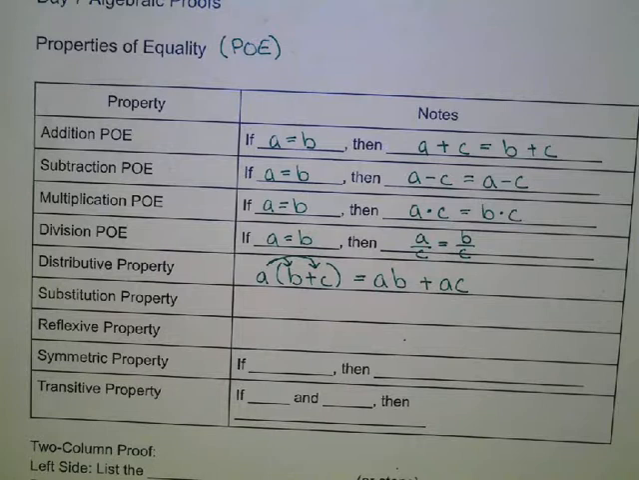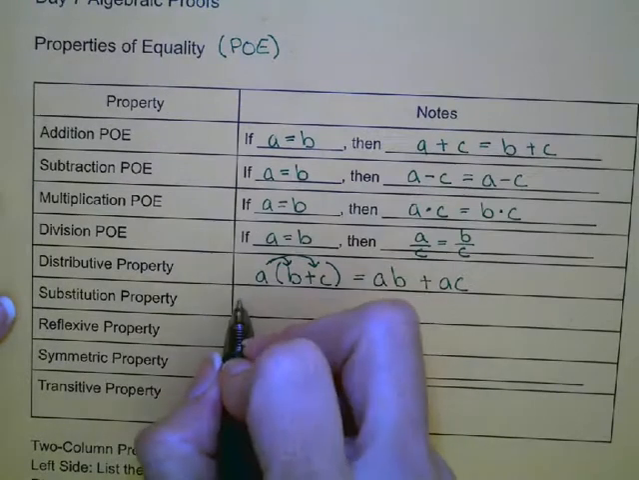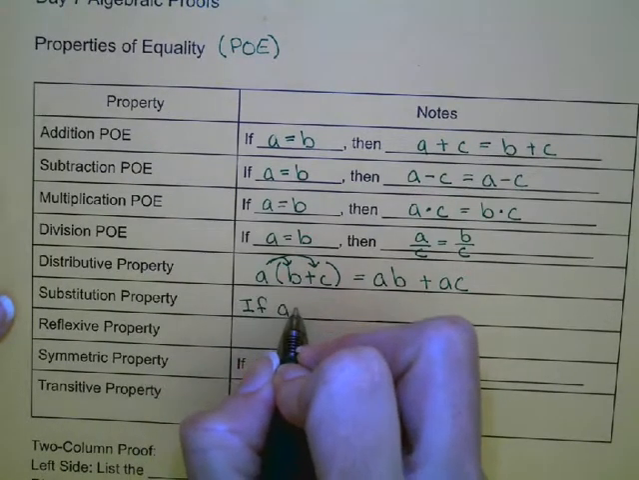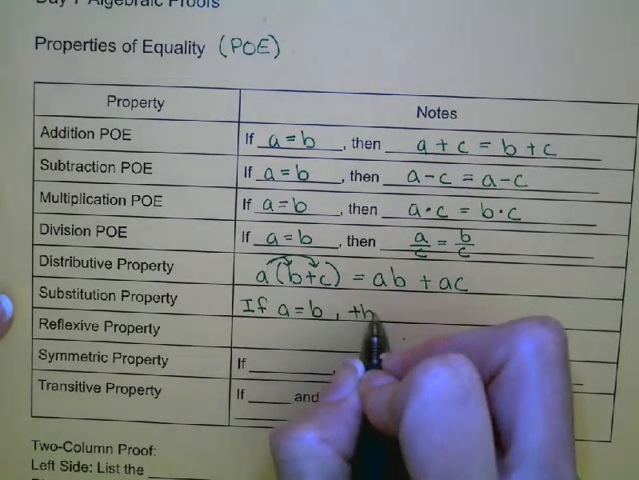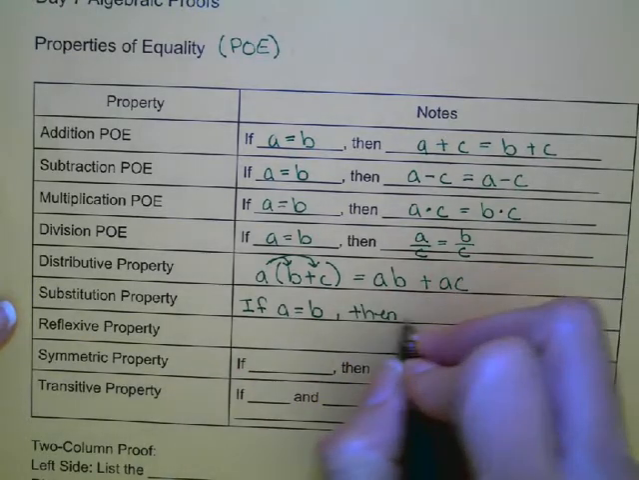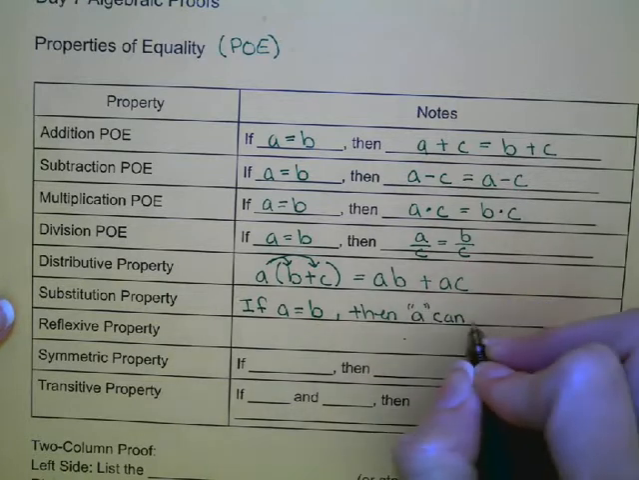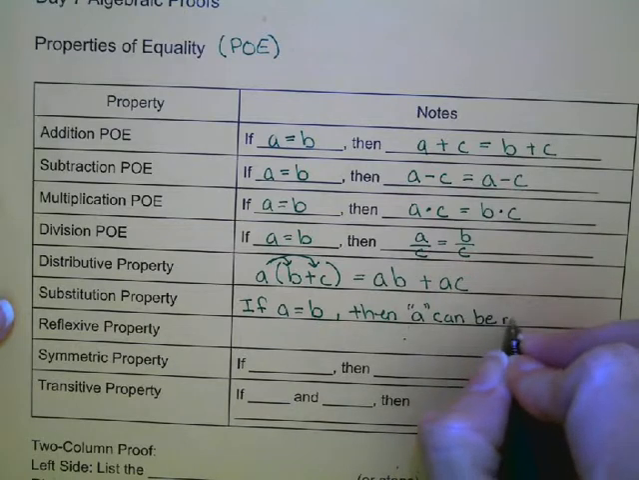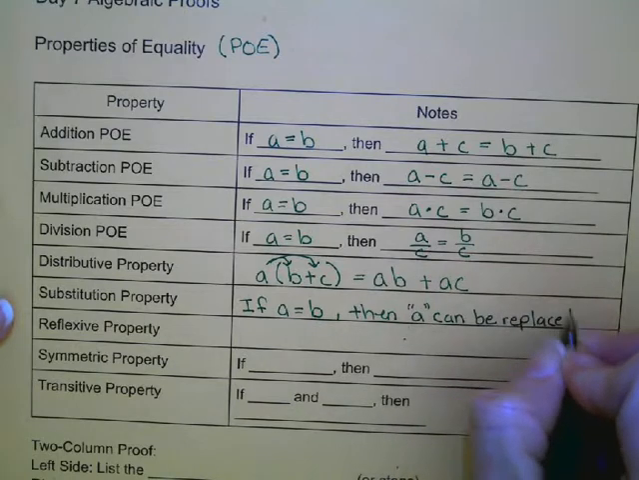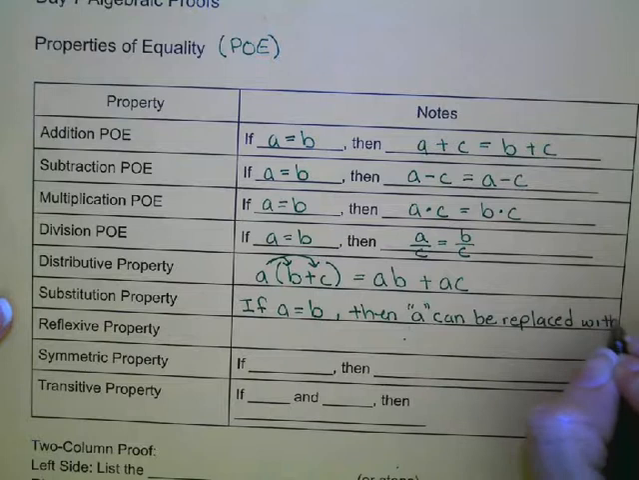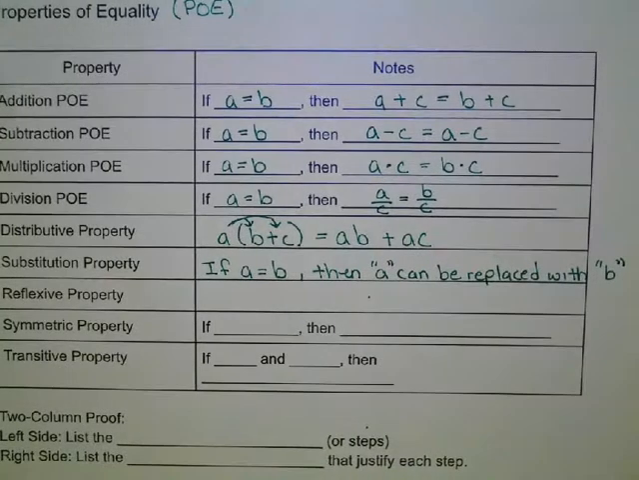Substitution is something else you do a lot in middle school. If I tell you A equals B, then the letter A can be replaced with the letter B. If A equals B, then you can substitute in, wherever there's an A, you can plug in the B. We did that with systems of equations. We got like x equals 5, so we plugged back in the 5 wherever there's an x.